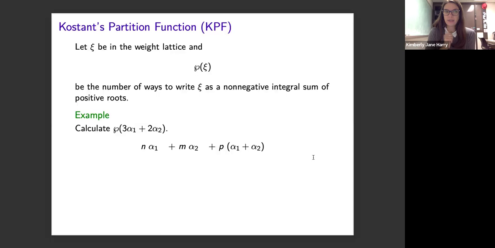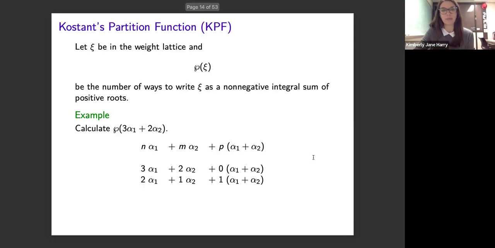So here, the first one I always think of is, hopefully, the one we all thought of right away. I can just put a 3 in front of my alpha 1, a 2 in front of my alpha 2, and then a 0 in front of my alpha 1 plus alpha 2. So that's one way of writing this.